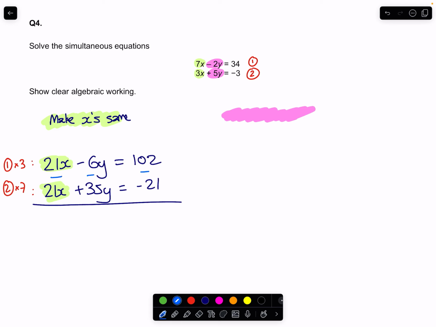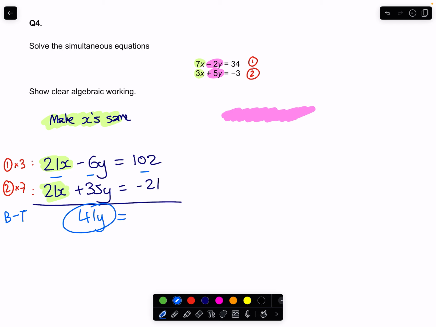It technically doesn't matter whether you do top take away bottom or bottom take away top, because either way, 21x take away 21x will equal 0. But what I would do is look at the y's and just see which one is easier to do there. If we have minus 6 minus 35, that's going to end up giving us a negative. So if we actually do bottom take away top, then we're going to have a 35 minus 6y, which gives us a 41y.